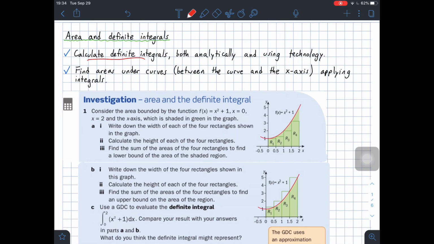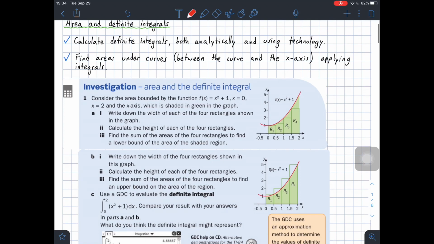So objectives for today's class: number one, calculate definite integrals, both analytically and using technology. I'm going to show you how to use your calculators to find definite integrals. And number two, find areas under curves between the curve and the x-axis, applying integrals.